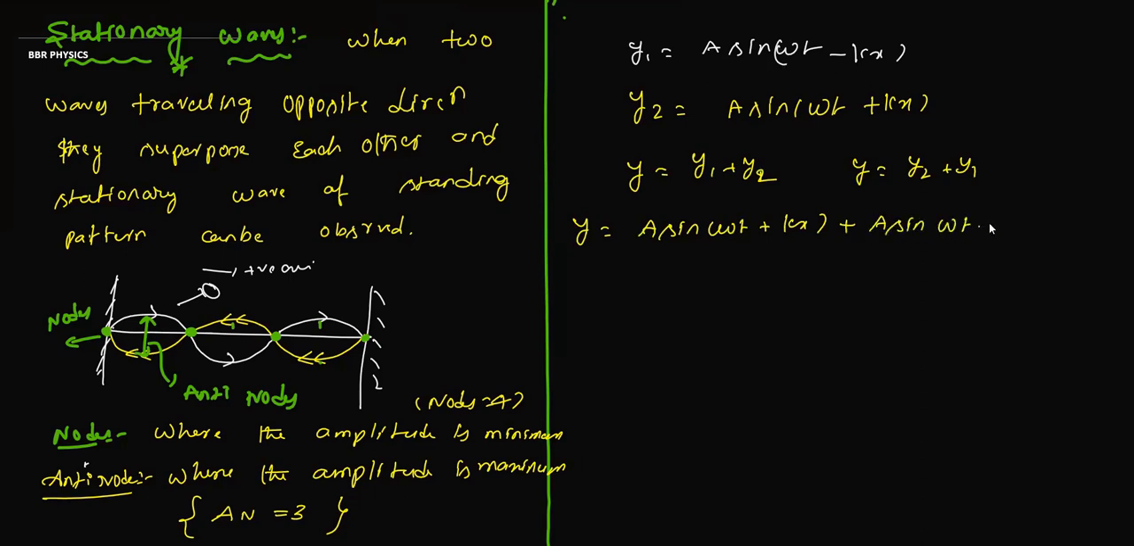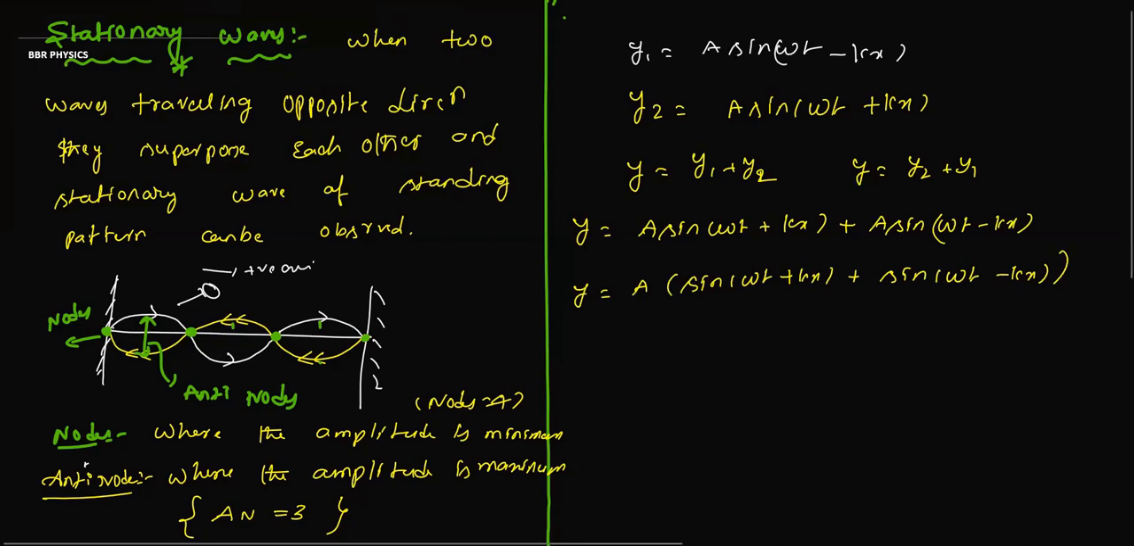If you observe, in both functions the amplitude we took is the same, this is a and this is also a. You can take a common. y equal to a times sin omega t plus kx plus sin omega t minus kx. I'm considering this part as C and this part as D. Then these are sin C plus sin D. From trigonometry identities, we know sin C plus sin D equals what?